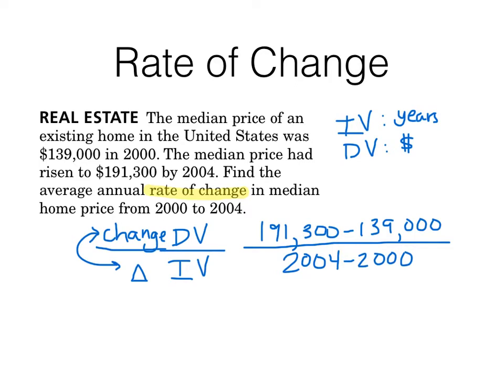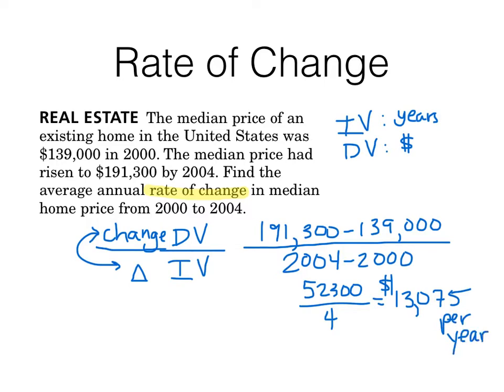And we end up with 52,300 over 4. And we divide that, we get 13,075. Now remember, a rate of change has to have a unit. And this one is dollars per year. Now you could write the word dollars per year, or you could put the dollar sign in front of the amount. So what is the rate of change? At what rate was the median home price in America changing? Well, it was changing at a rate of $13,075 per year. Notice that it's positive, so that tells us that's an increase.